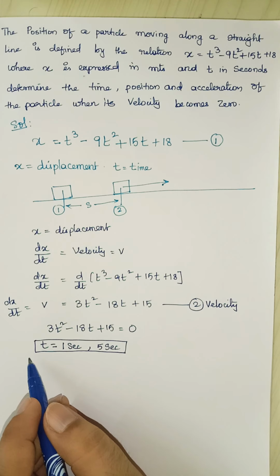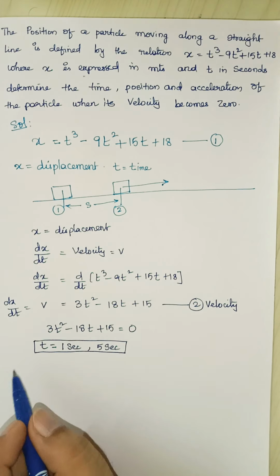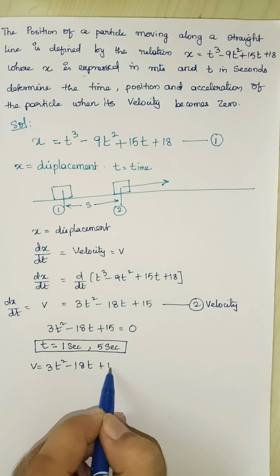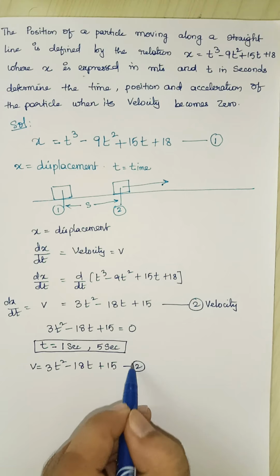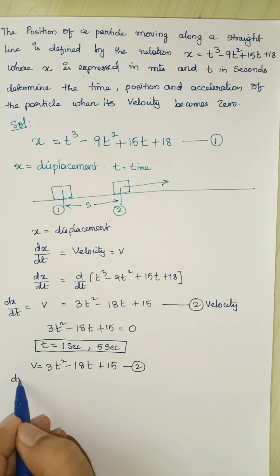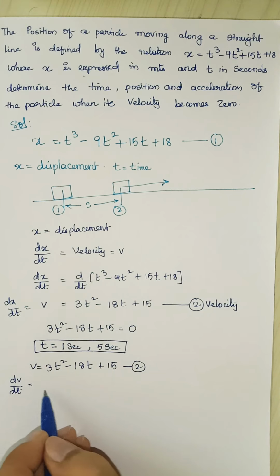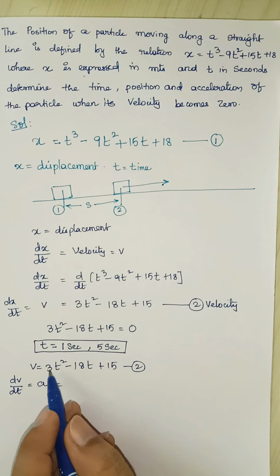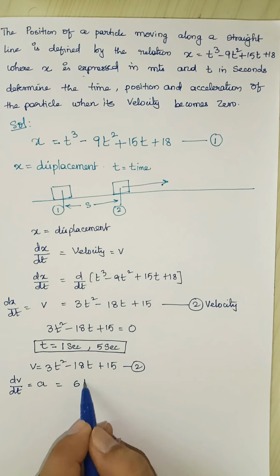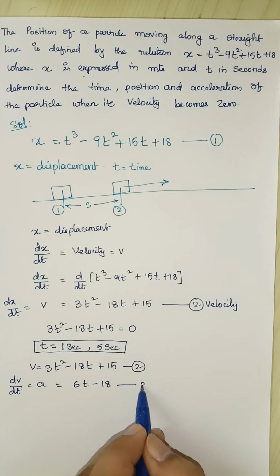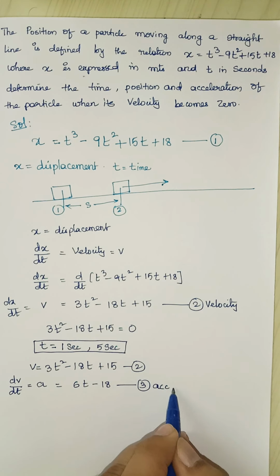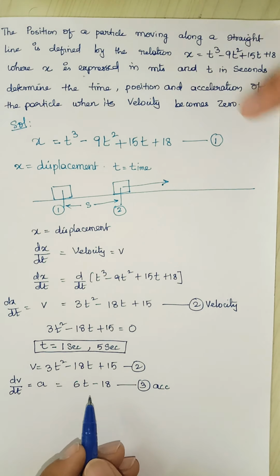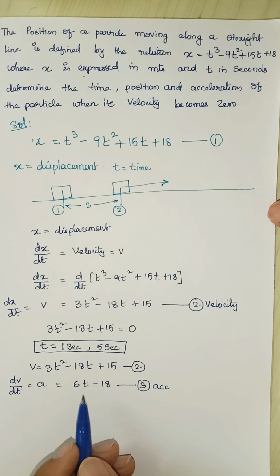But they have also asked us to determine the acceleration and position. To get acceleration, I am considering equation number 2: v is equal to 3t square minus 18t plus 15. We know that dv by dt, the rate of change of velocity with respect to time, is called acceleration. So I am differentiating the same equation. When you differentiate the above equation, you will get 6t minus 18. Let us call this the third equation, that is acceleration.